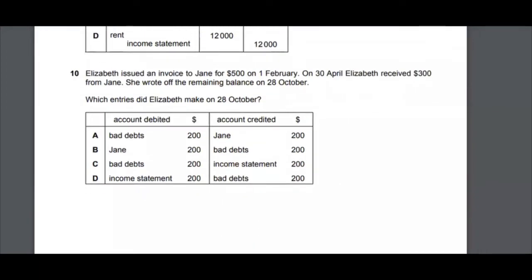Let's look at multiple choice 10. Elizabeth issued an invoice to Jane for $500 on 1st February. On 30th April, Elizabeth received $300 from Jane. She wrote off the remaining balance on 28th October. So she wrote off $200. The total outstanding was $500, received $300, so the remaining would be $200.